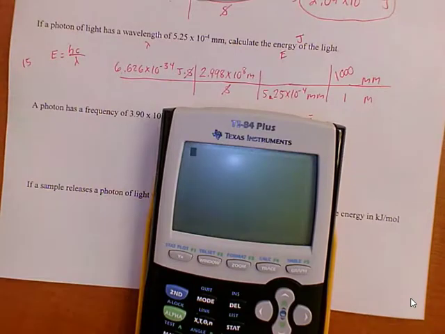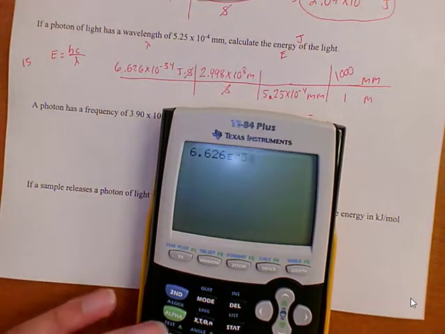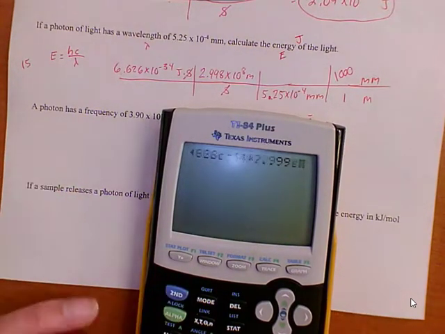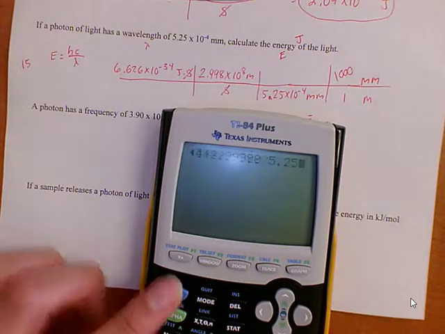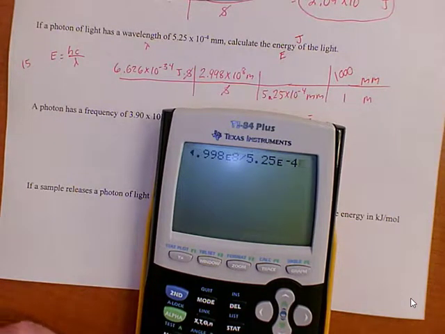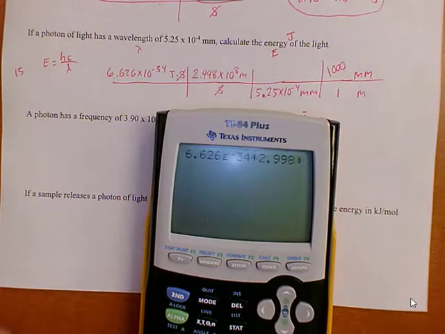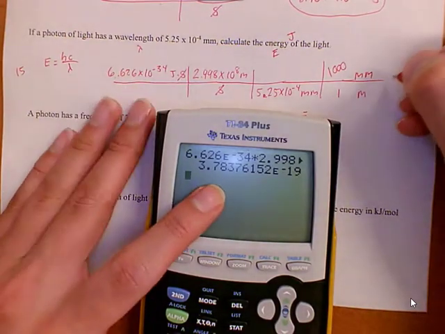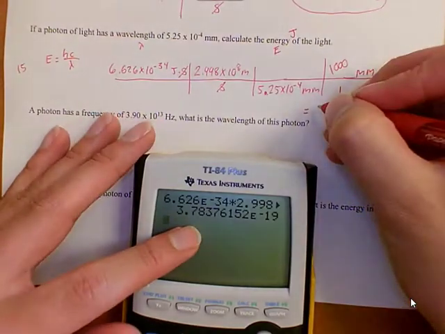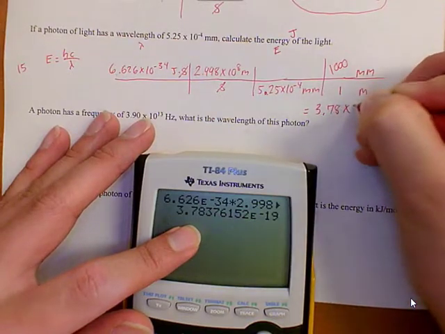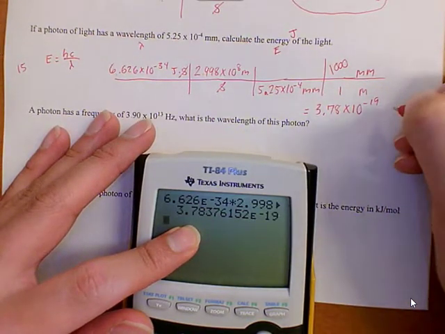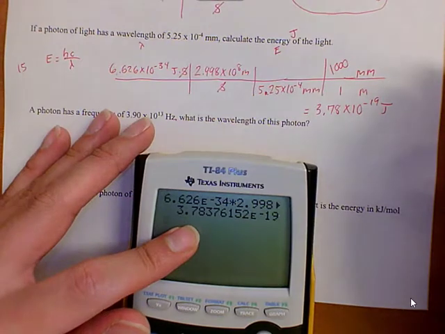I have, what is it, 6.626 e to the negative 34 times 2.998 e to the 8th divided by 5.25 e to the negative 4 times 1,000. And in 3 significant figures, my answer is 3.78 times 10 to the negative 19 joules.